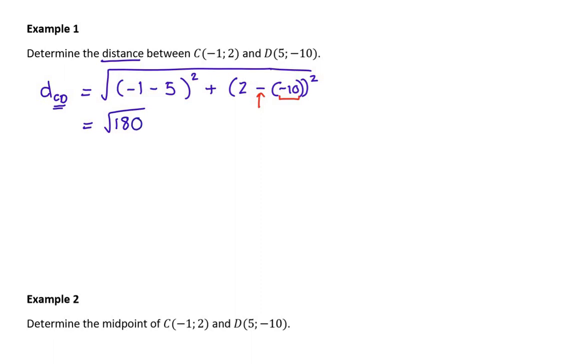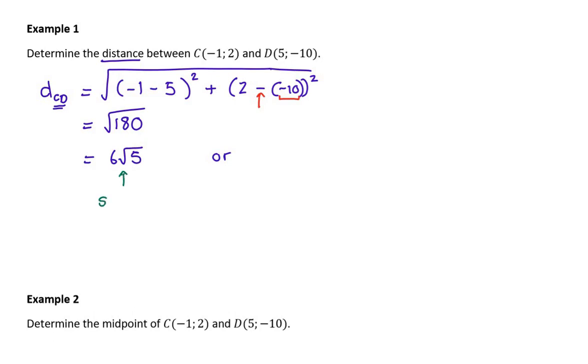Now just be careful, the root of 180 is not the simplest way to write it. So there's two ways to give this answer. So either you can give it as 6 root 5. Now I just use my calculator. We should know that from exponents. That is simplest surd form.